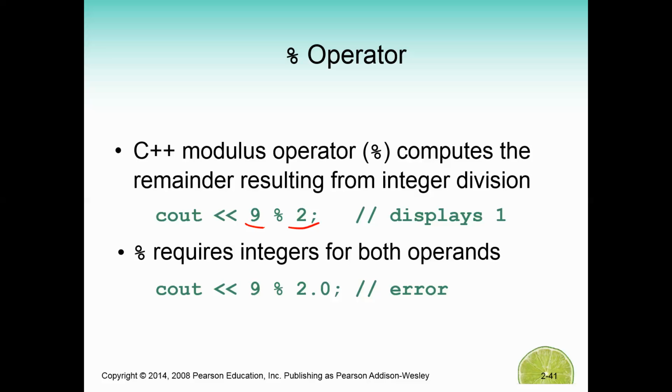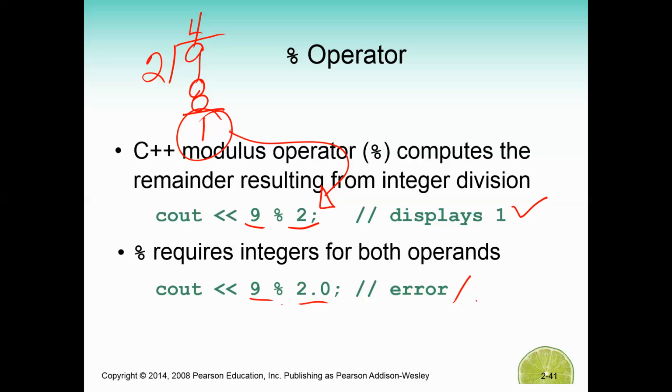So we have 9 divided by 2. 9 divided by 2, this we have 4. 4 times 2 is 8. The remainder is 1. So this is going to be the result of this one. Displays a 1. When one of them is going to be a floating number, this is going to be an error.